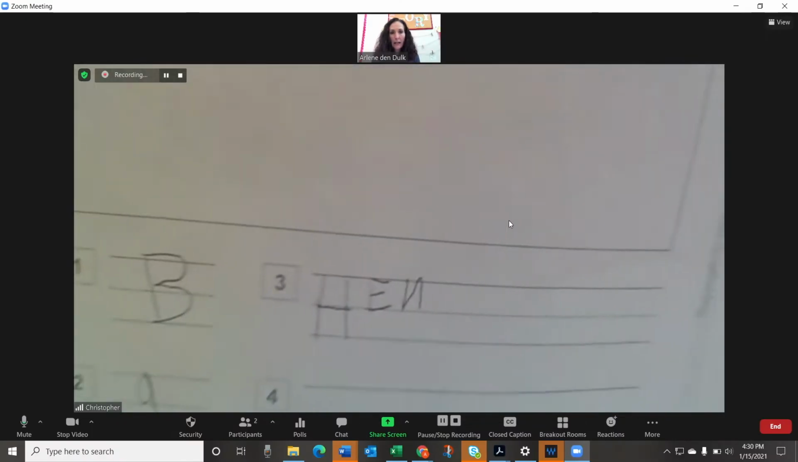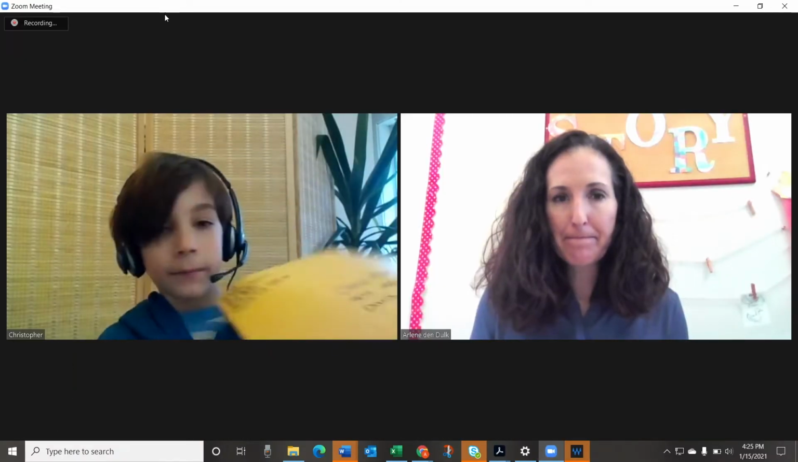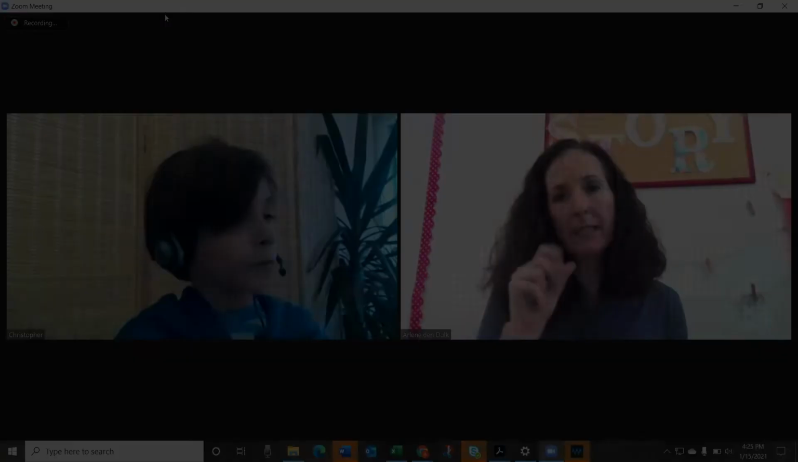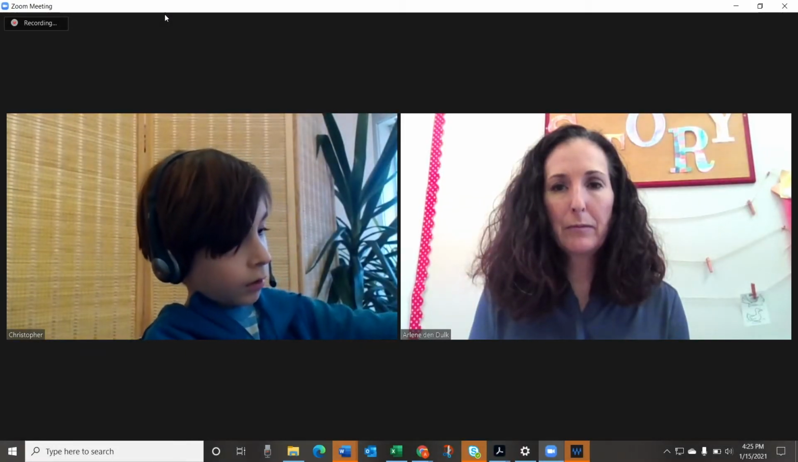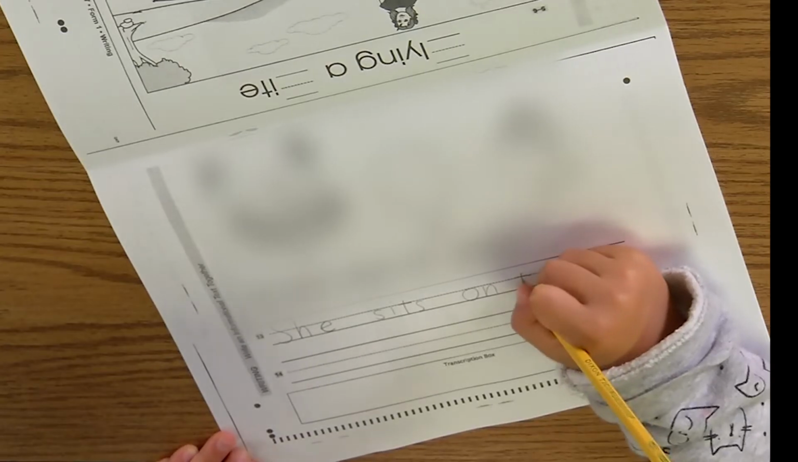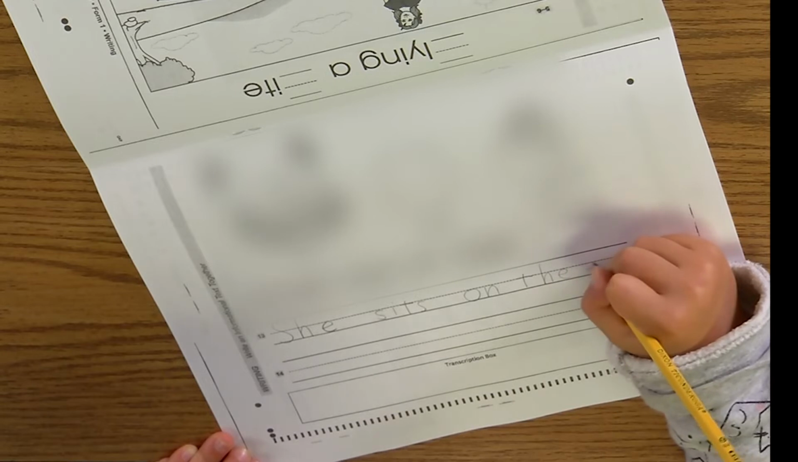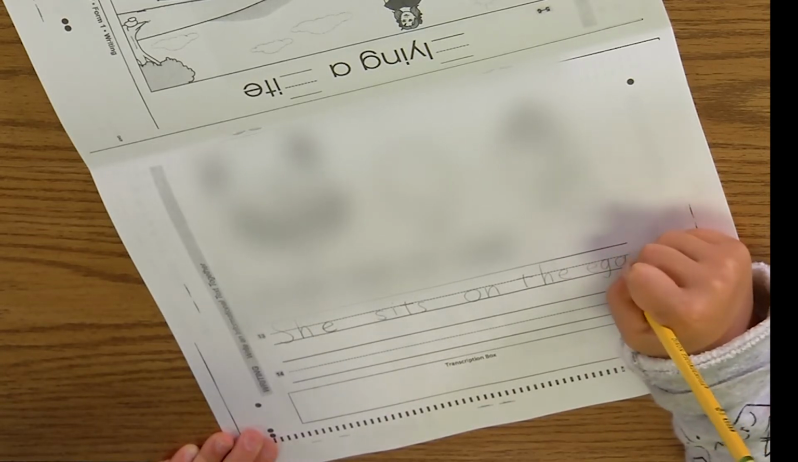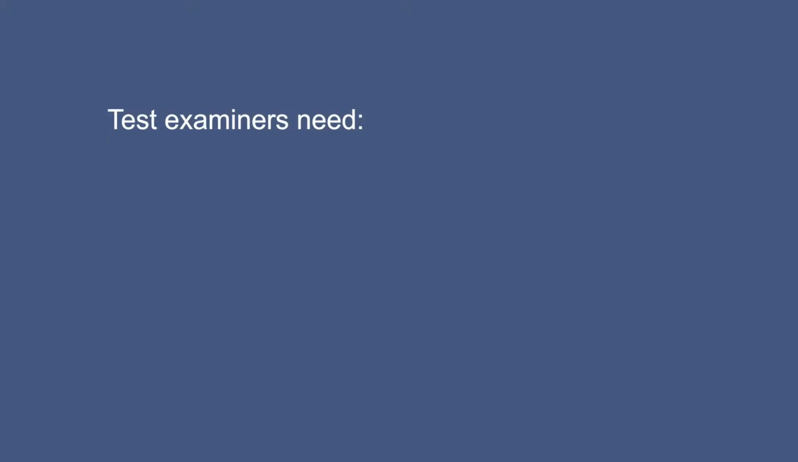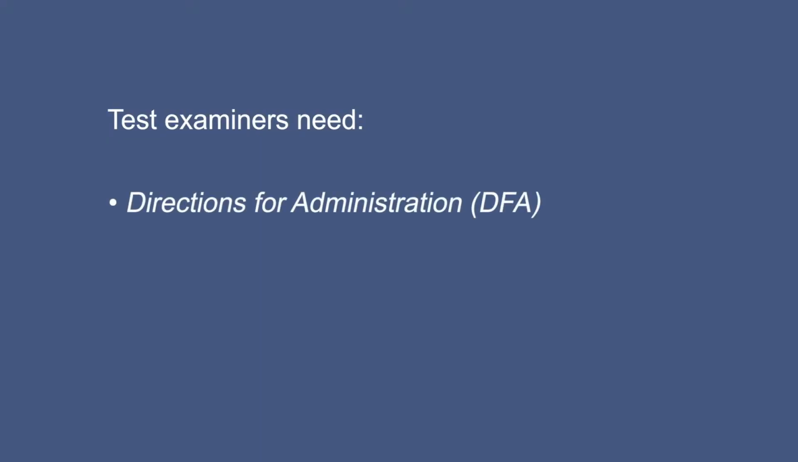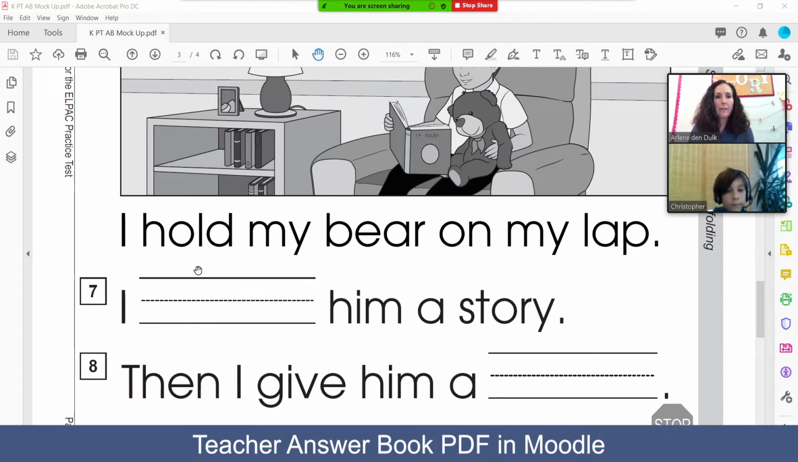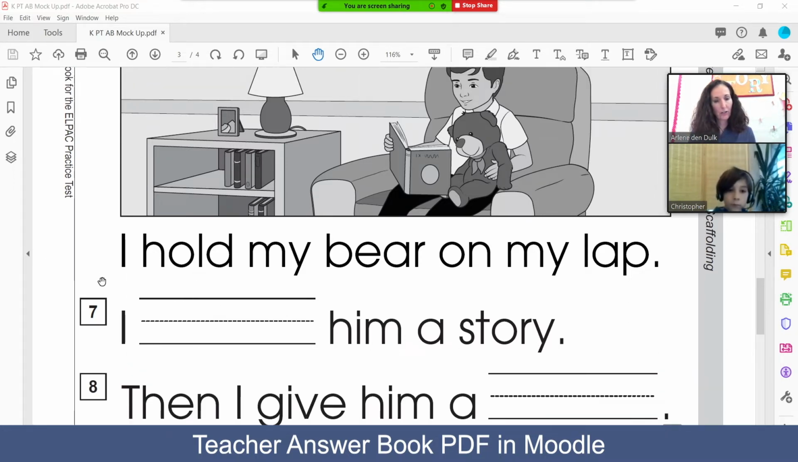If using the student writing response sheets, LEAs will create a plan for delivering them to students. They can hand deliver, mail, or email the writing response sheets to students. For in-person testing, students will respond in the actual answer book, not on the student writing response sheets. Test examiners must have the Directions for Administration, or DFA, an electronic PDF of the answer book called the Teacher Answer Book PDF, and the actual answer book onto which they will transcribe student responses. The Teacher Answer Book PDFs are available for download on the Moodle training site.